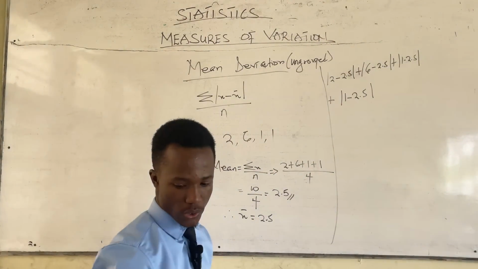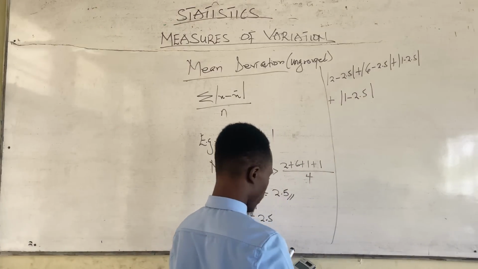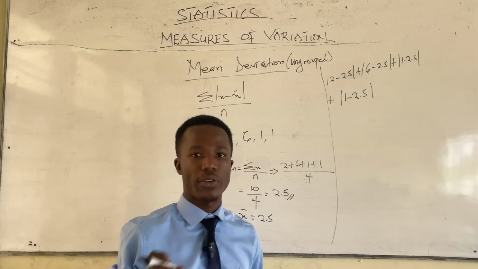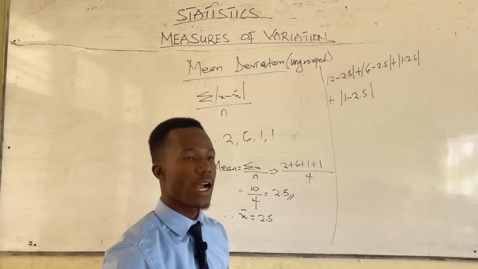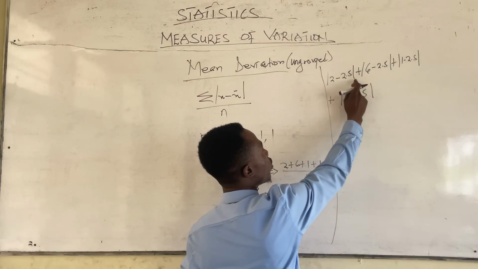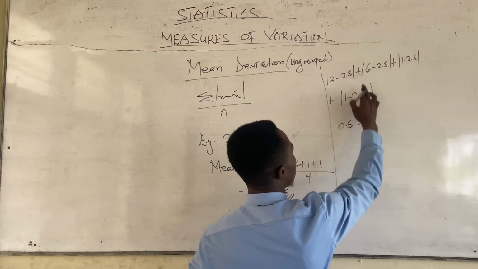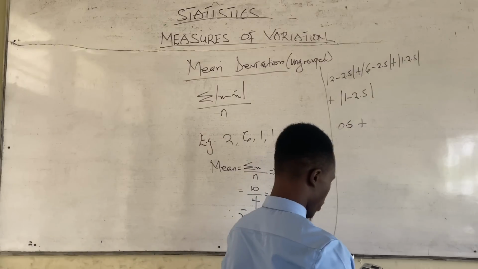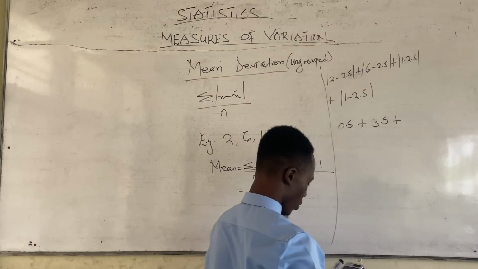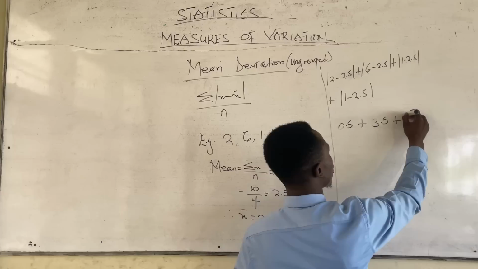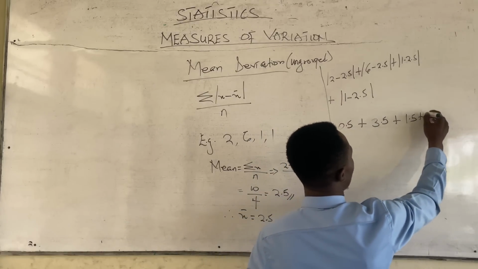So now let's calculate the first one. 2 minus 2.5 will give us negative 0.5, but because it is an absolute value, you are supposed to clear the negative and write the positive answer. So the absolute value of negative 0.5 is 0.5. So here you write 0.5 plus, 6 minus 2.5 is 3.5, plus 1 minus 2.5 is 1.5. It is negative, but we are taking the absolute. Then plus this one too, which is the same, 1.5.